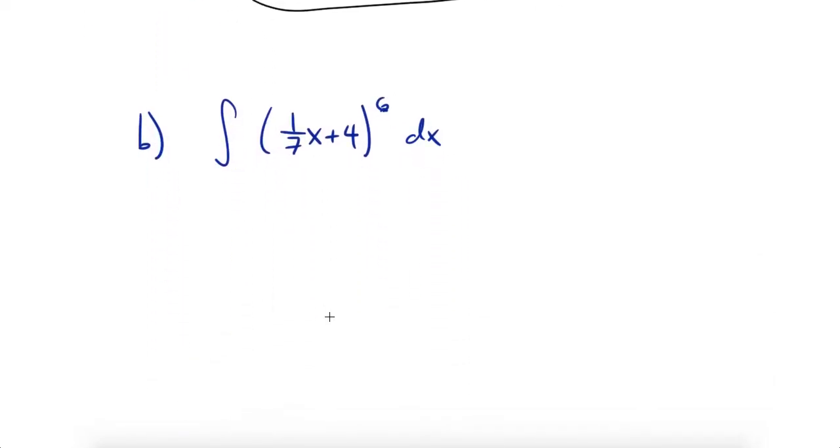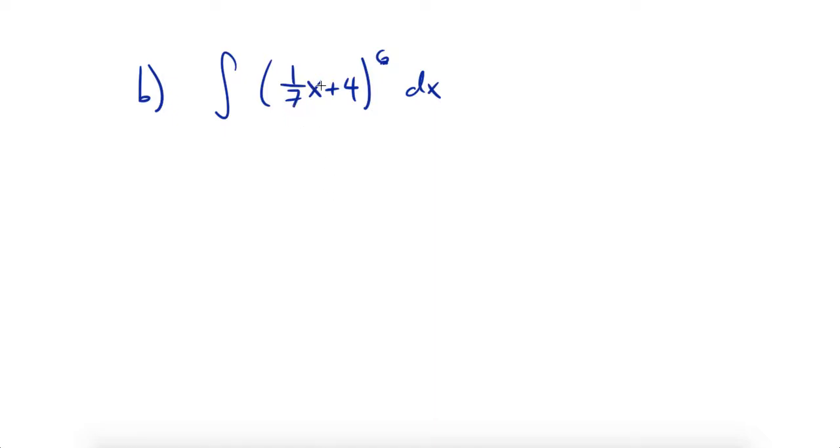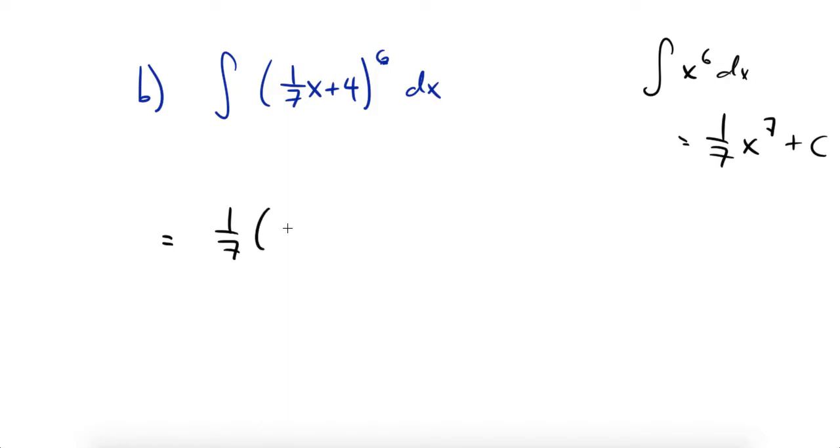So let's see that again. Say I have 1/7 x plus 4 to the 6th. I know if I just had x to the 6th, the power rule for integrals tells me that that would be 1/7 x to the 7th, plus c. So I know I'm going to get 1/7 times x plus 4 all to the 7th. This is the antiderivative of the outside, leave the inside alone, and I'm going to have my plus c.